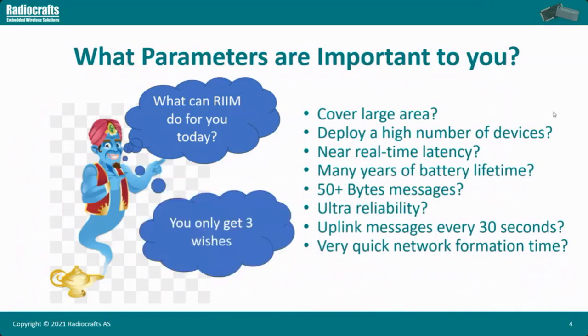Well, as with everything in life, nothing is perfect, and you can't have everything at the same time, especially in RF, because every parameter is built upon sacrificing another parameter. So if you want a very large number of devices, then you can't have very low latency, but maybe you can accept a higher network formation time, and then you will have good throughput. So everything has to be balanced and optimized for your own use case.